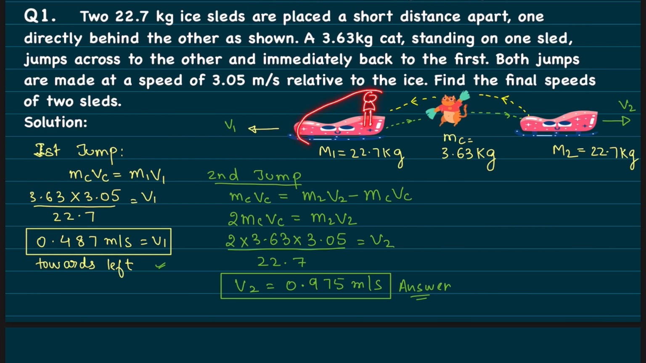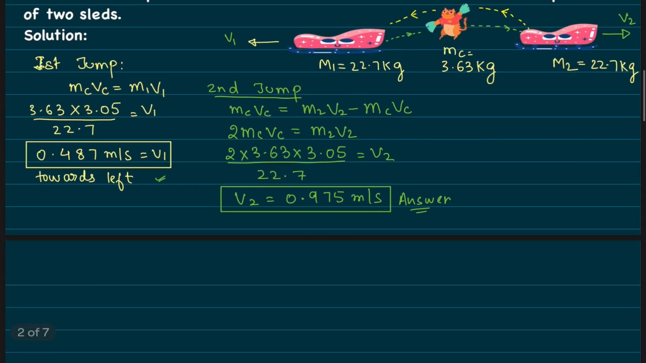Then both will move together with the common velocity vc. Both will move together towards left. So look carefully. The first incident is when the cat was here and it jumped here. Second incident, it comes back. And third incident, finally the cat is in the first sledge here. So when the cat is here, finally both are moving towards left with some common velocity. So you can say moving left. Now the situation is moving left.